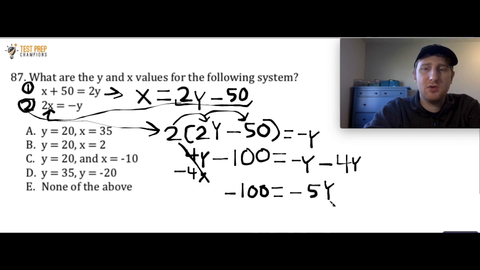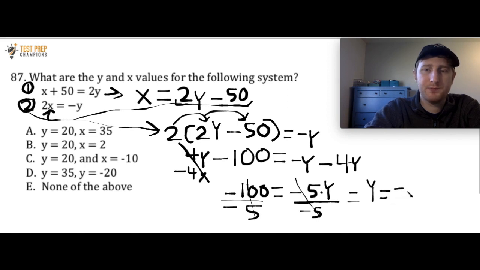All right, and so now, to get this y, since negative 5y is the same as negative 5 times y, I want to do the opposite operation of multiplication, which is division. In other words, I want to divide by negative 5 on both sides of the equation. So if I do that, I have negative 100 divided by negative 5. And so the answer for y is y equals 20. So I did all this work to figure out that y is equal to 20.